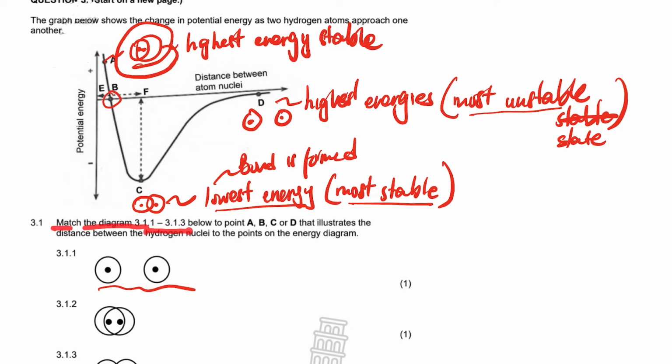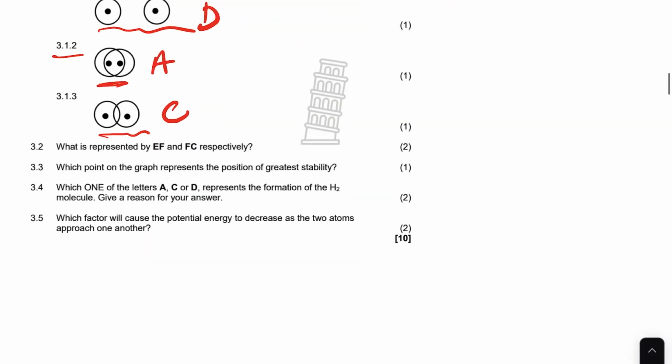Match the diagrams 3.1, 3.3 A, B, C and illustrate the distance between the nuclei to the point on the energy diagram. So where is this state in the graph? Of course, it's going to be D here. And then, as I've mentioned in 3.1.2, where is the state where there's more overlapping? It's going to be A. And this state is C, as I've mentioned in the graph.